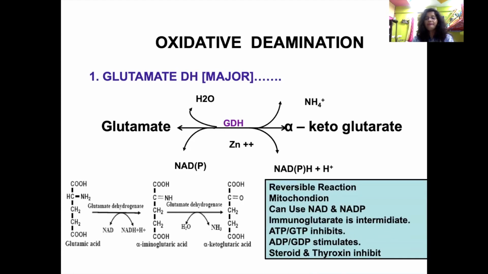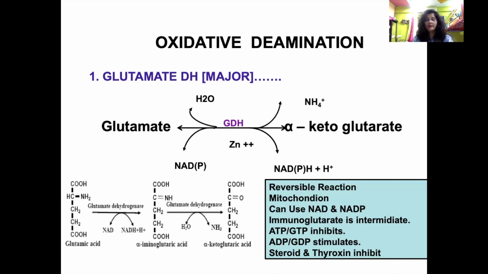So here you can see the importance of this: it is a reversible reaction, occurs in mitochondria, and can use NAD or NADP both as a coenzyme. Iminoglutarate is the intermediate, as we have seen. Now, how is it regulated?